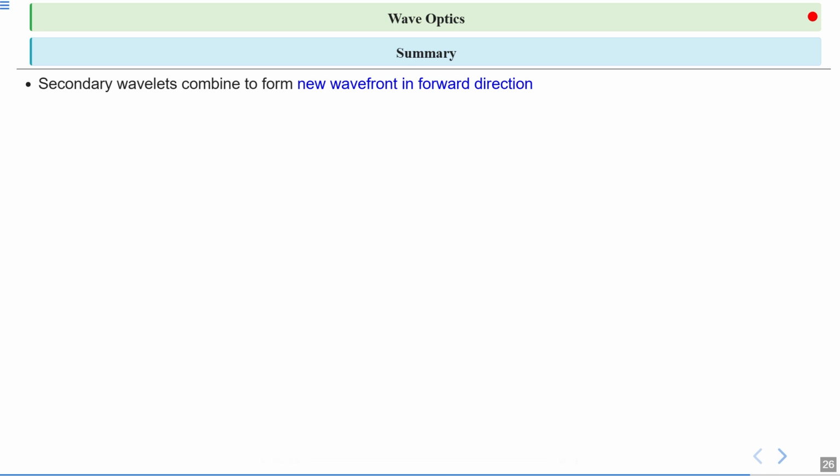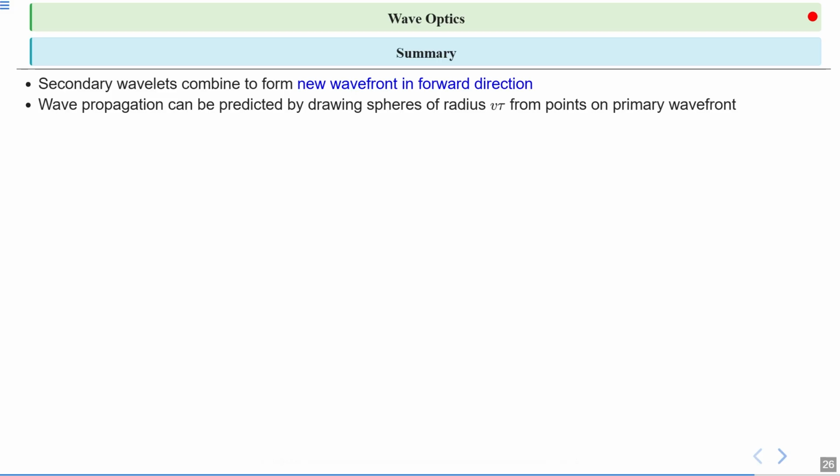So secondary wavelets combine to form new wavefronts in the forward direction. This is a fundamental concept in understanding wave propagation. Imagine these wavelets as tiny ripples that merge to create a large wavefront moving forward.